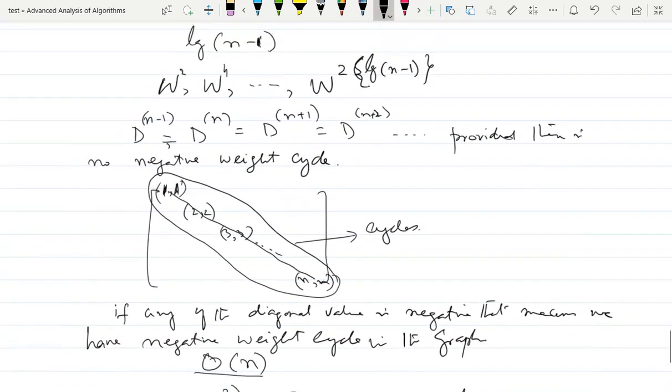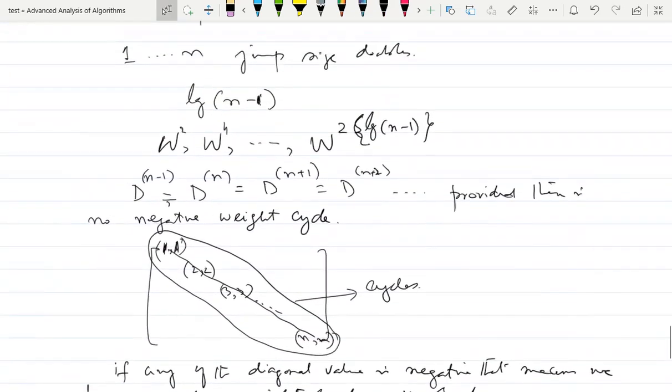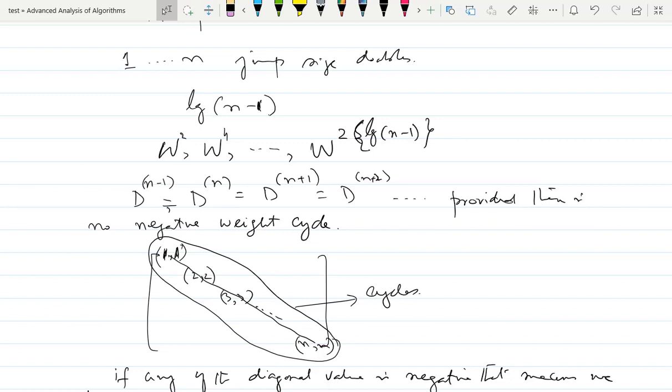I will stop this video right now, and in the next video I will discuss the Floyd-Warshall algorithm, which is even better than this approach, and it still uses dynamic programming to find the shortest path.